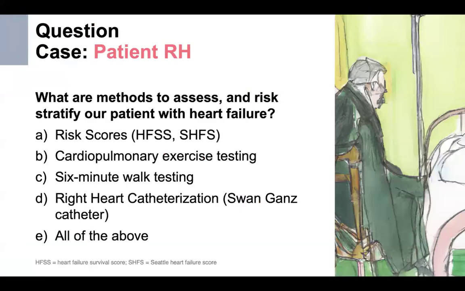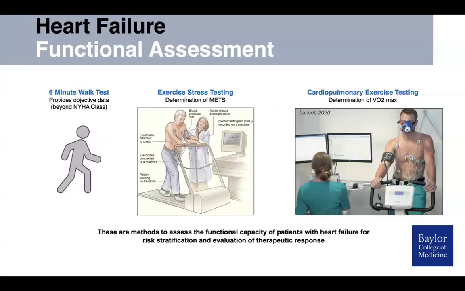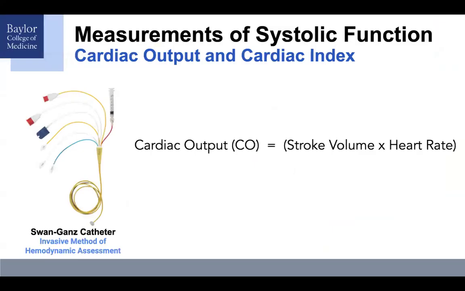What are methods to assess and risk stratify our patients? If we look, include all of the above. You can use risk scores, cardiopulmonary exercise testing, 6-minute walk testing, right heart catheterizations to further risk stratify these patients. So 6-minute walks and exercise testing, as well as cardiopulmonary exercise tests, these give us functional capacity of patients with heart failure, and these are objective measurements. So this gives us real-time data on how these patients are doing, and we can also use these to evaluate therapeutic response.